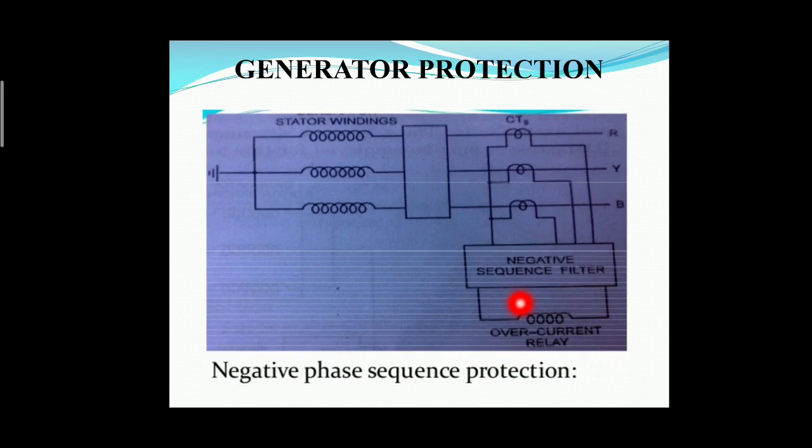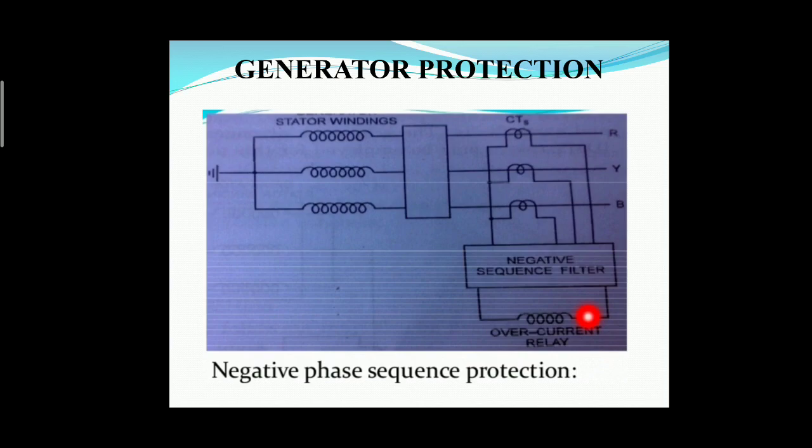Okay, this is the negative phase sequence protection diagram. This is the stator winding. In that we are connecting the secondaries of the current transformers. Those current transformers are connected to the negative sequence filters. These are the negative sequence filters. Those negative sequence filters are connected to the overcurrent relays.